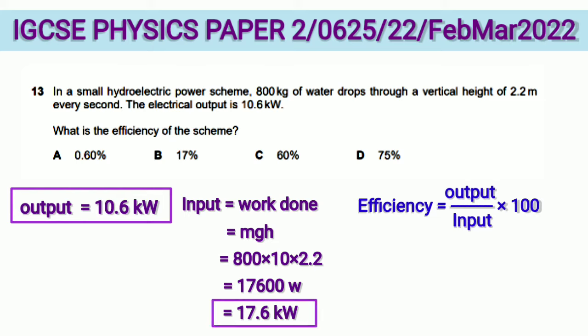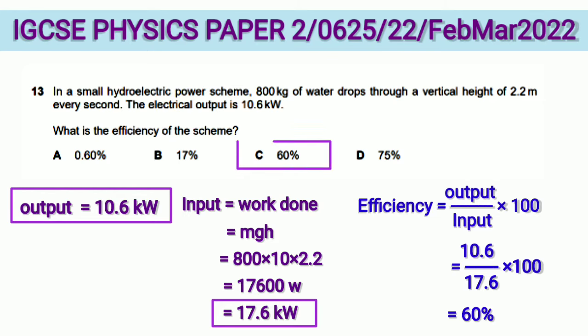Let us substitute these two values, output and input, in efficiency formula. So we have 10.6 divided by 17.6 into 100, which comes to 60%. So correct answer here is option C, 60%.